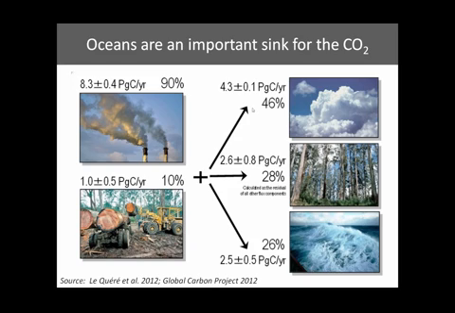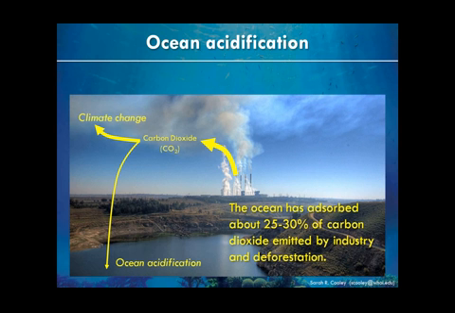Where does it go? Almost half of it stays in the atmosphere, and that's what the Keeling curve has measured. About a quarter of it goes into the photosynthesizing organisms from terrestrial plants like trees and grasses and shrubs, and then the other quarter, sometimes you see this as high as 30%, actually goes into the ocean. All right, so the oceans are an important sink for the CO2 signal.